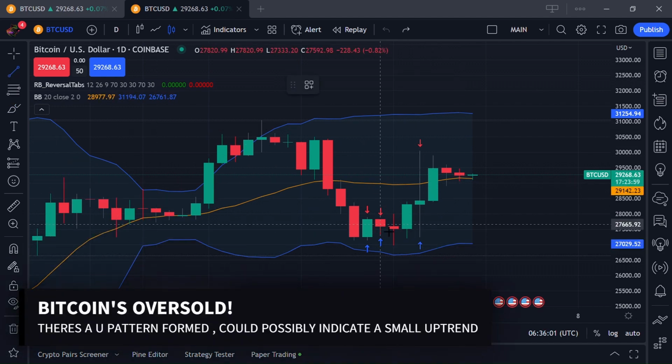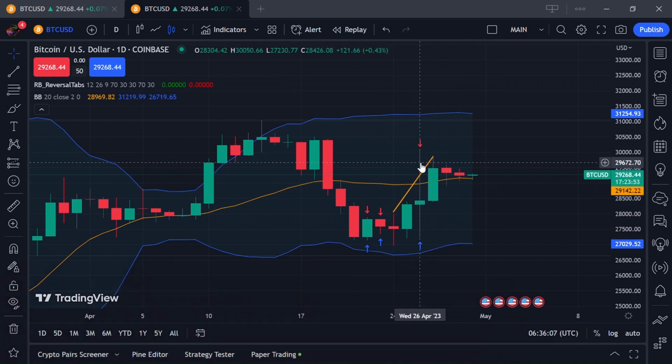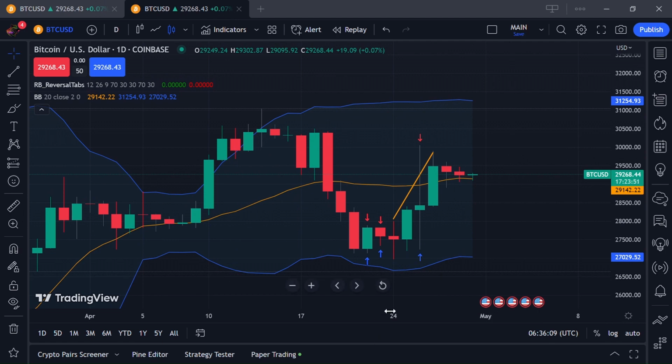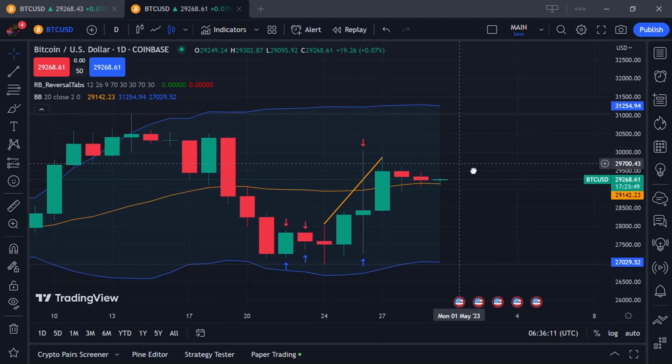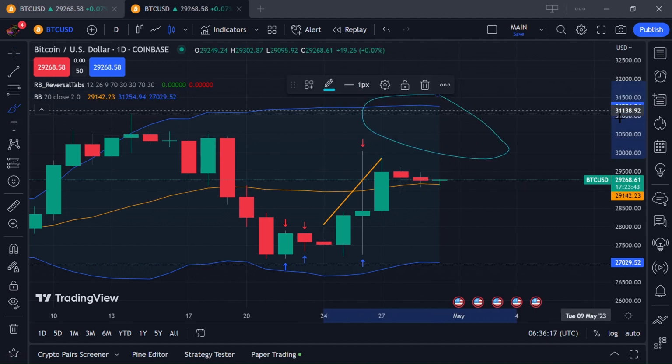If we put a trend line right over here, we can see there's a small uptrend. We can expect small returns, small profits right over here, and we can expect Bitcoin to hit its price right over here, which is at around 31,000, the topmost level of the Bollinger Band.